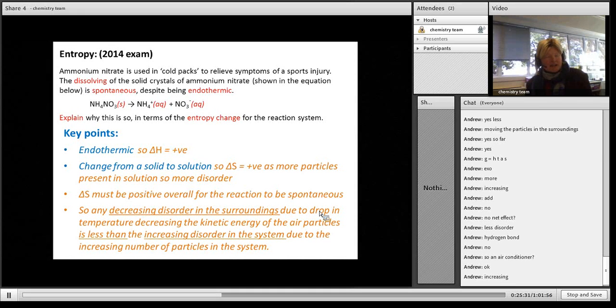In my system, in my endothermic reaction, it's getting colder from the reaction, but because it's sucking in the energy, I'm going to have more disorder because I'm going from a solid to an aqueous. So, you know, what we spelt out in point number 2. And so what we basically got to say is, obviously the increasing disorder of the system is going to have a greater effect than the decreasing disorder of the surroundings. So that must be stated there somewhere.